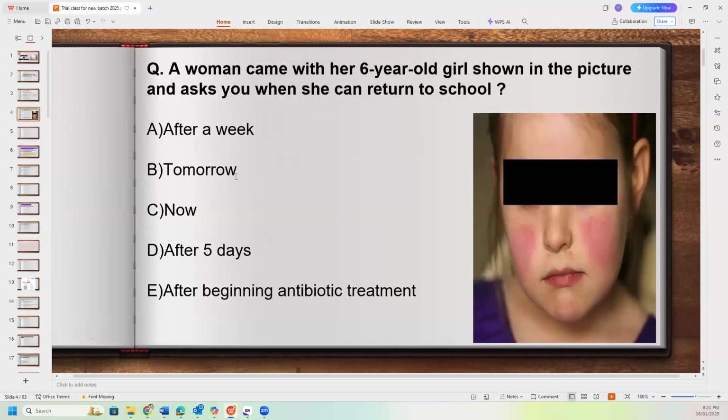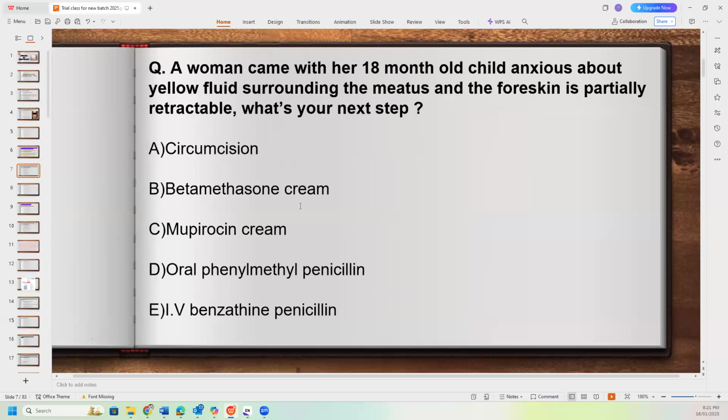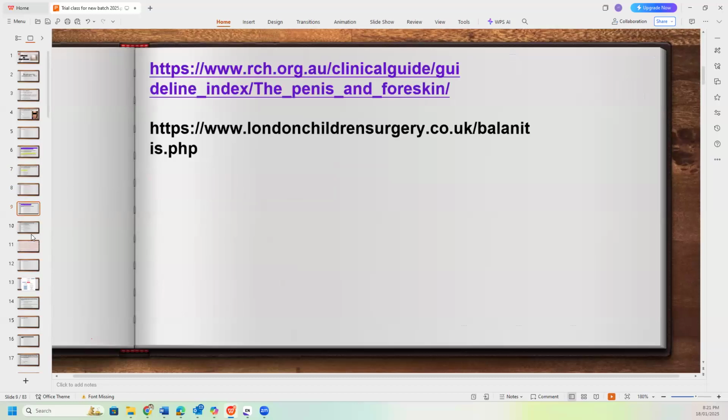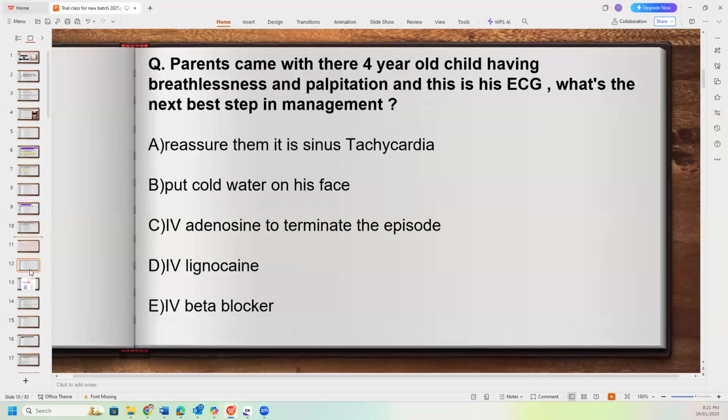The answer of the previous question was: we isolate once the rash has appeared, and in this question, the answer is betamethasone cream. Betamethasone cream. Alrighty. Let's move on to the next question. Parents came with a 4-year-old child having breathlessness and palpitation.